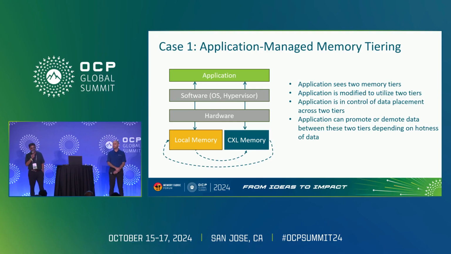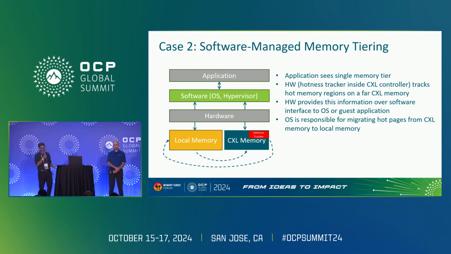And now the application will be modified to utilize these two tiers. What I mean by that is, you know exactly what are your hot objects, what are your cold objects, and you're going to place your objects appropriately. For example, hot objects will be put in local memory, not so hot, you'll put in CXL memory. And you're going to manage it, whether it's promote or demote from hot to cold or cold to hot. You're going to do that entirely through the application. So it is entirely managed by the application, right? So that is one method.